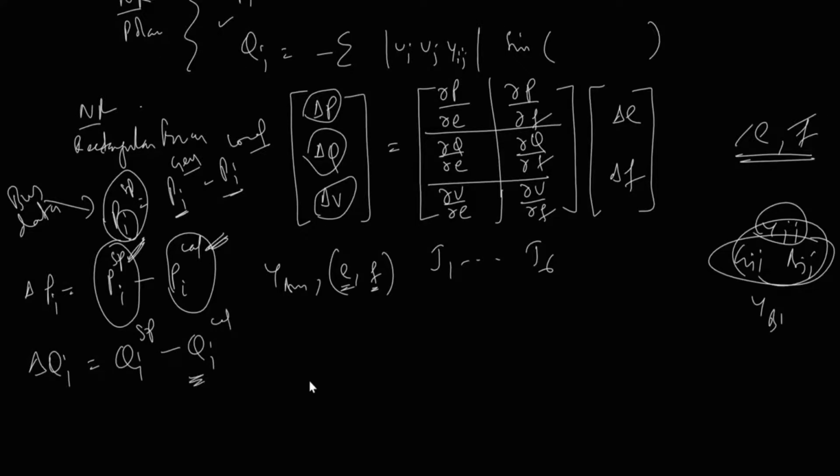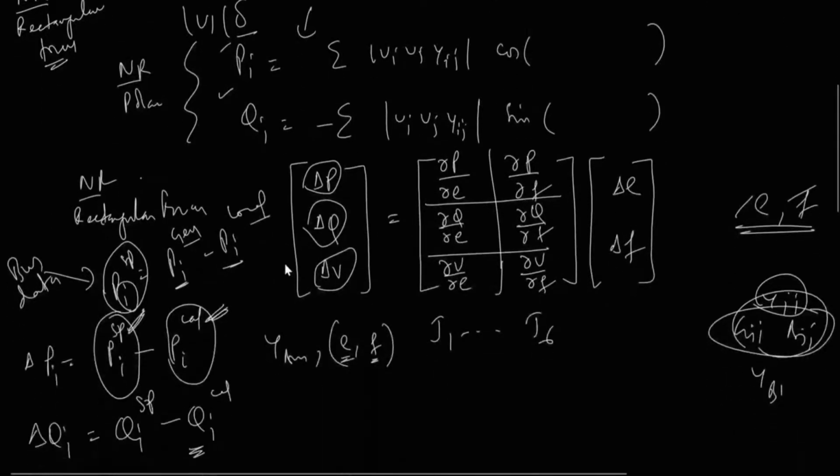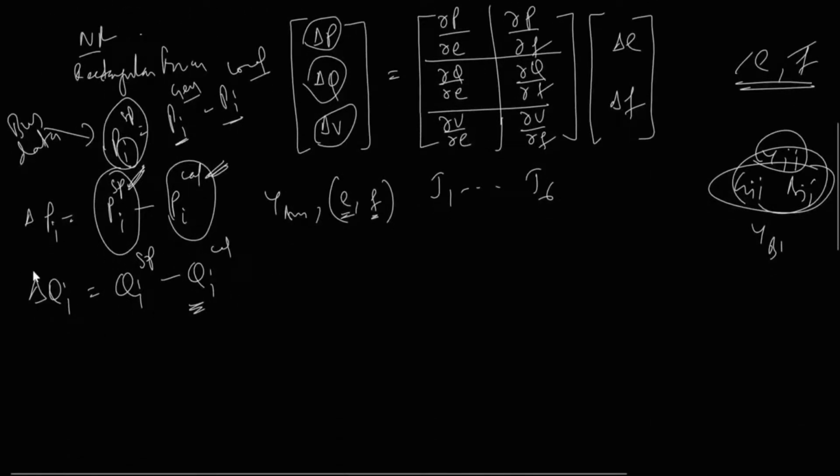Similarly I calculate Qi, that is Qi specified at ith bus minus Qi calculated. And where do I calculate this Qi? By substituting the bus elements and bus voltages E and F at all buses, and I calculate the Qi injections. So I take the mismatch like this.